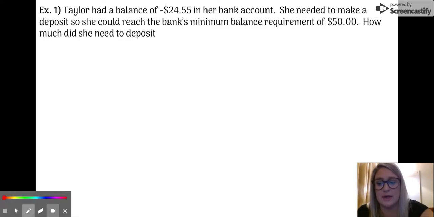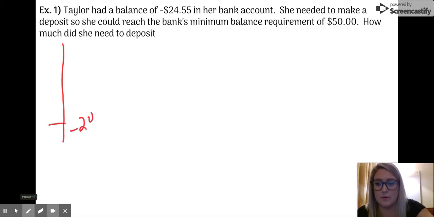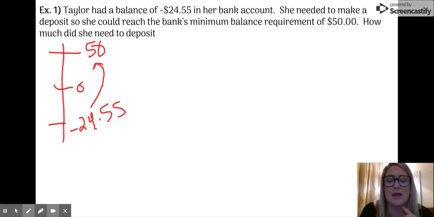So what we're going to do for this is we're going to think about it like this. We know that she has negative $24.55. We know she needs $50, and here's 0. So we need to figure out how to get from here to here. If you remember from the first unit, this is kind of one of those absolute value problems.